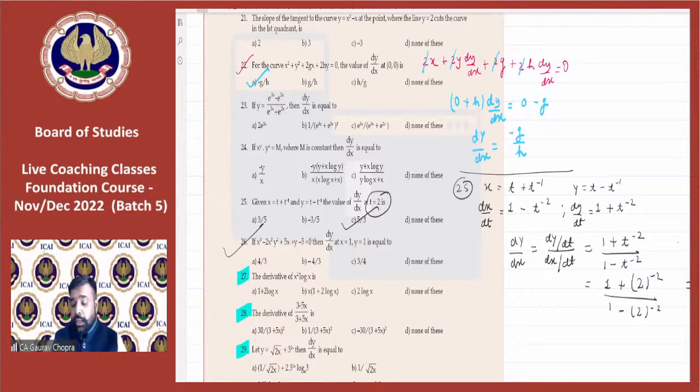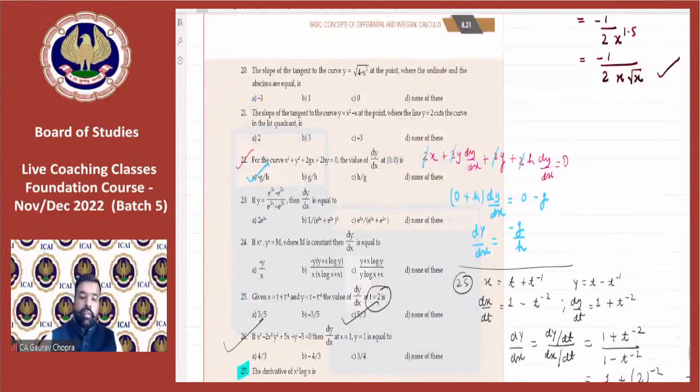Zava is asking, if the question says dy by dx, then in that place of y, dy by dx will be written. So the derivative of y is always dy by dx. That is why we are writing dy by dx. If it is y square, then the derivative of y square is 2y and then dy by dx.